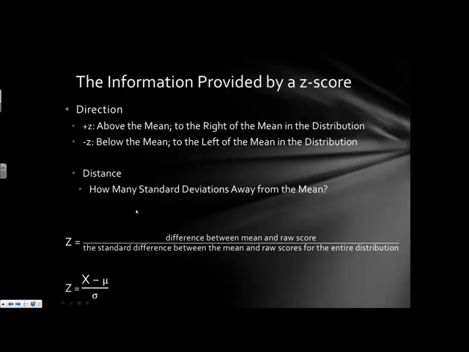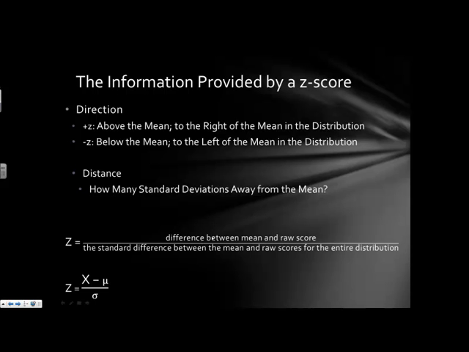The sign tells you the direction, and the number tells you how many standard deviations away that score is from the mean, or the distance from the mean relative to the spread in scores in the distribution. So conceptually, the z formula looks like this.